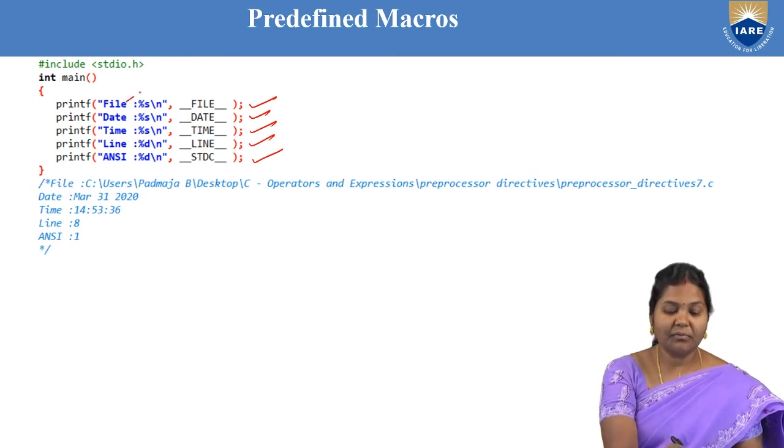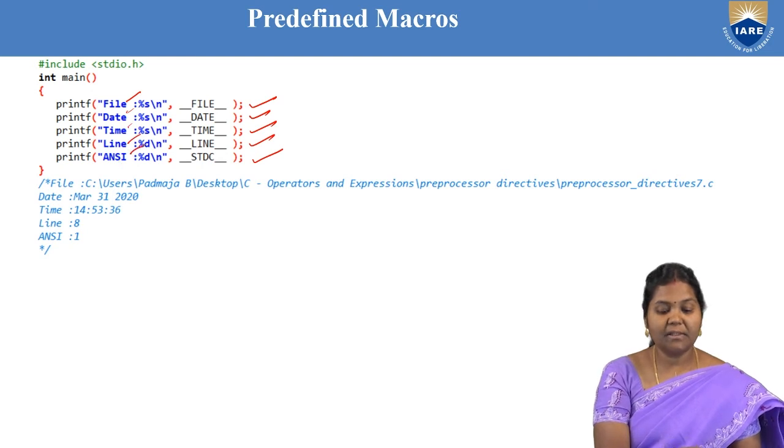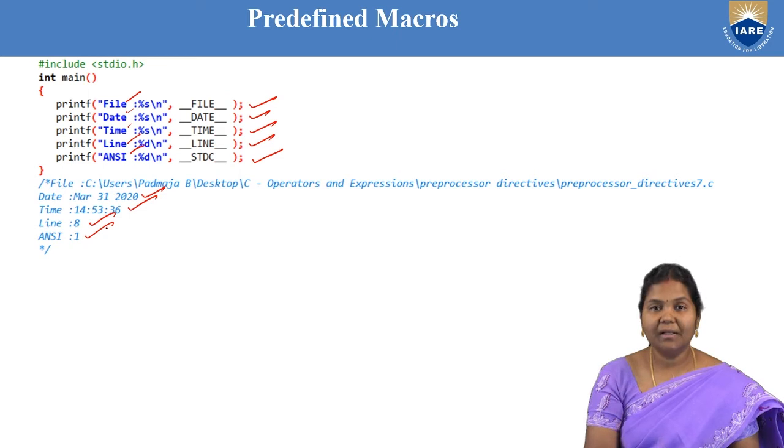If I want to check the file, the date, time, line, and ANSI and so on, I can just simply print it. So date will print today's date, the current date, then time, then line, how many lines are there, and then ANSI. All those values you can check.